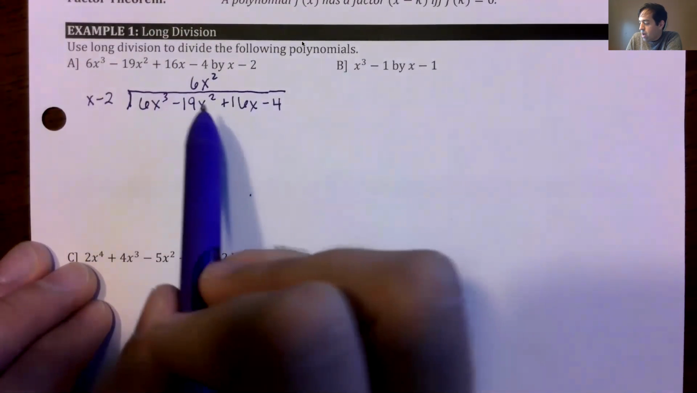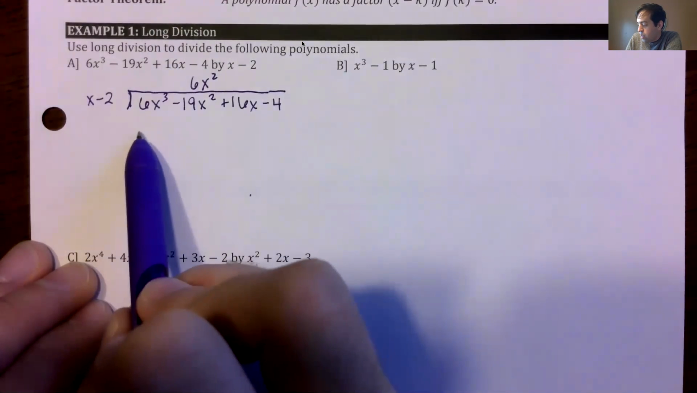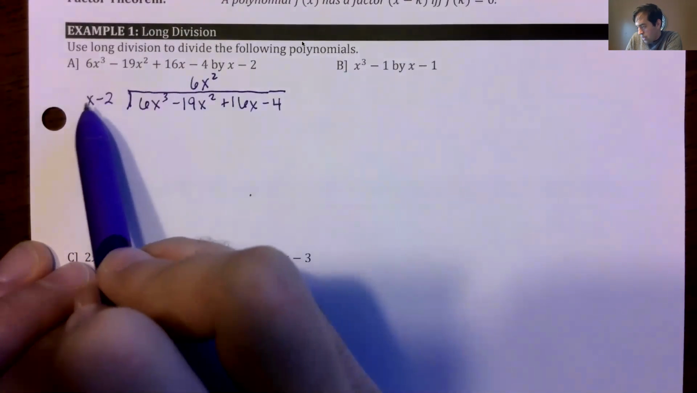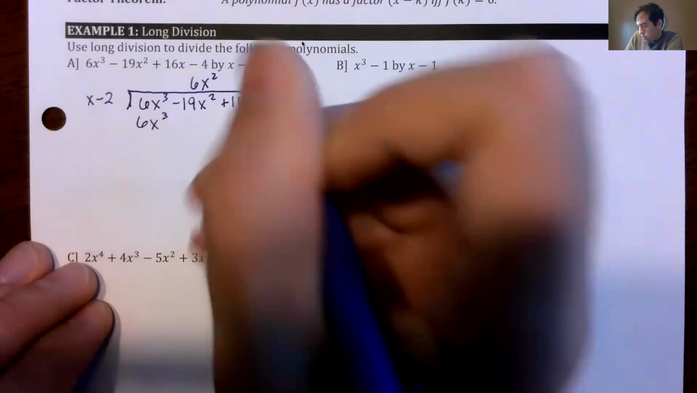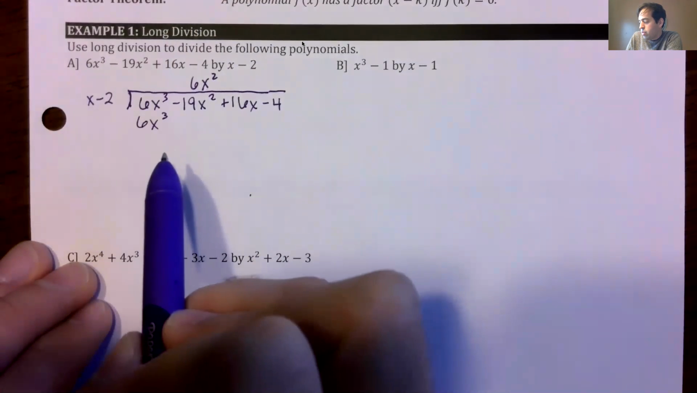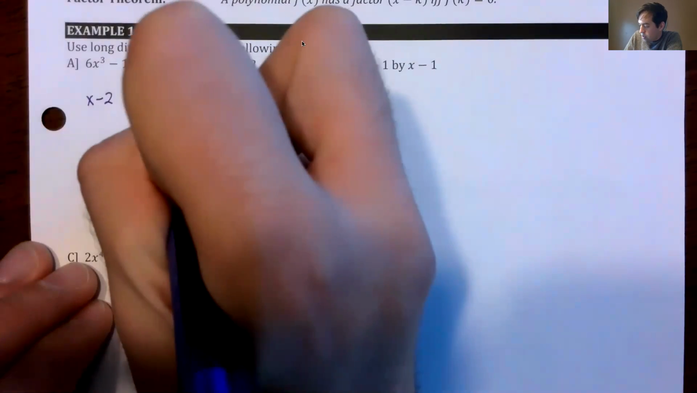All right, now I kind of multiply 6x squared by x minus 2 and write it under here where it goes. So 6x squared times x is that 6x cubed, and I write it under the x cubed terms. 6x squared times negative 2 is going to be negative 12x squared, and I write it under the x squared terms.